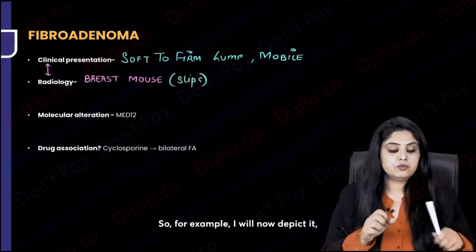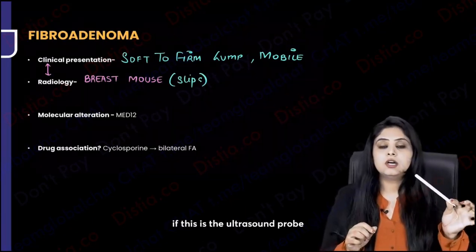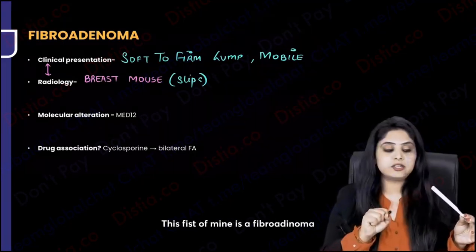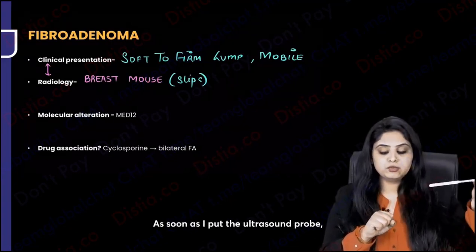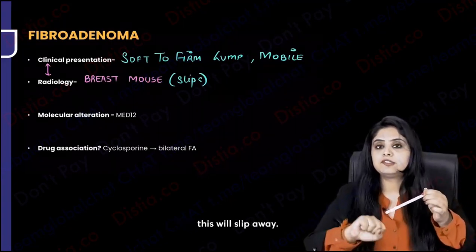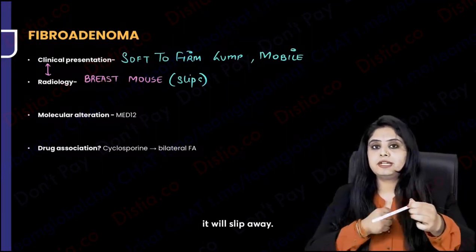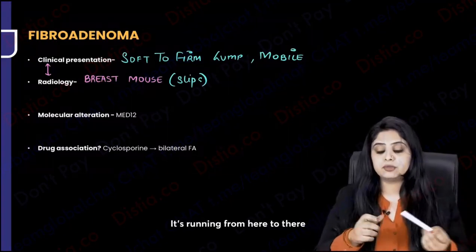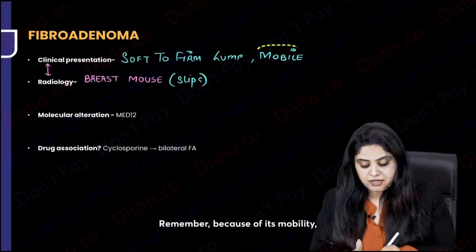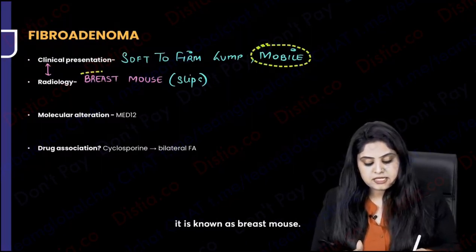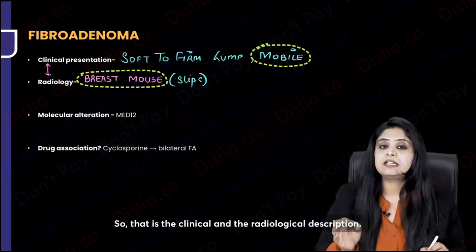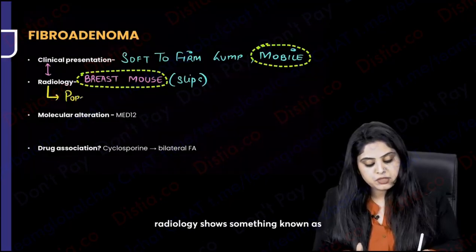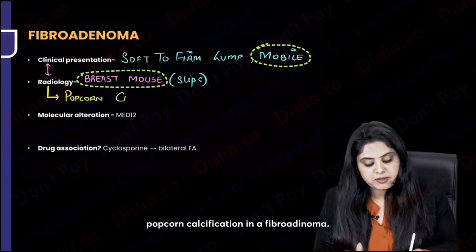For example, if I depict it, if this is the ultrasound probe and this is the lesion, this fist of mine is a fibroadenoma. As soon as I put the ultrasound probe, this will slip away. Then I put my ultrasound probe over here, it will slip away. Then I put it here. So it's like a breast mouse, running from here to there because it's extremely mobile. Remember, because of its mobility, it is known as a breast mouse. So that is the clinical and the radiological description. Also, please remember, radiology shows something known as popcorn calcification in a fibroadenoma.